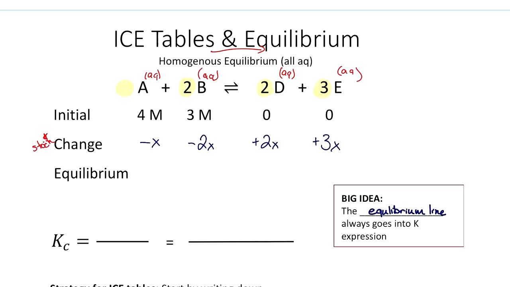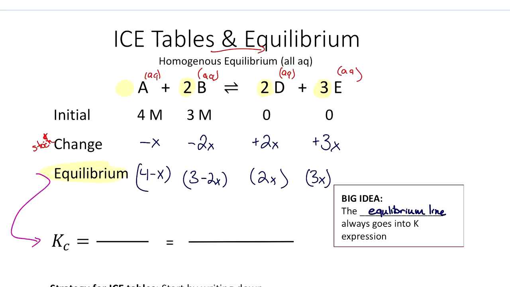All right, once we have I and C, initial and change, set up, now we just add up our columns. At equilibrium, once this reaction achieves equilibrium, what we should see is a 4 minus X amount of A, 3 minus 2X amount of B, a 2X amount of D, and a 3X amount of E. So the big takeaway from this slide and ice tables is that whatever is in your equilibrium line goes into your K expression.